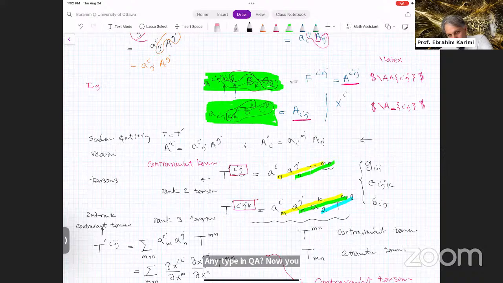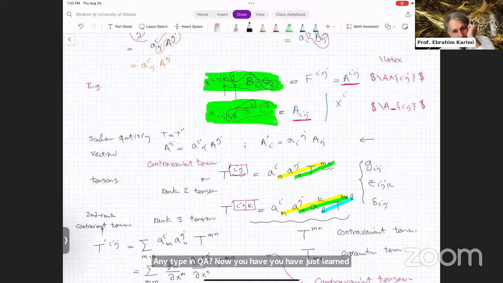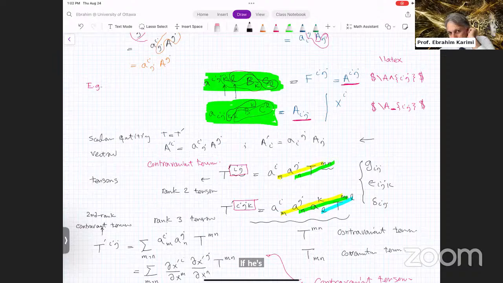Now you have just learned this. Is it a vector? Is it a scalar? Is it a tensor? If it's a tensor, which rank is it? No idea? Exactly, it is fourth rank, because it has 4 indices, right? This specific example was a contravariant tensor, and this one is the covariant tensor, okay?